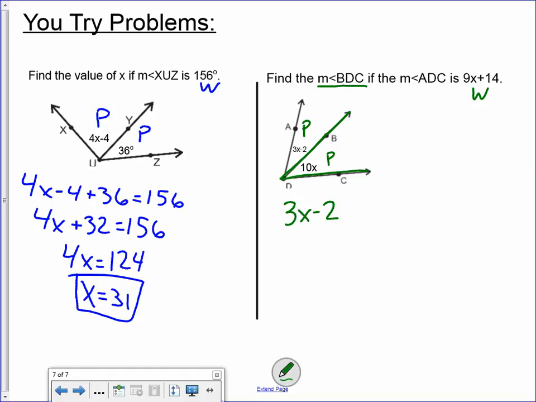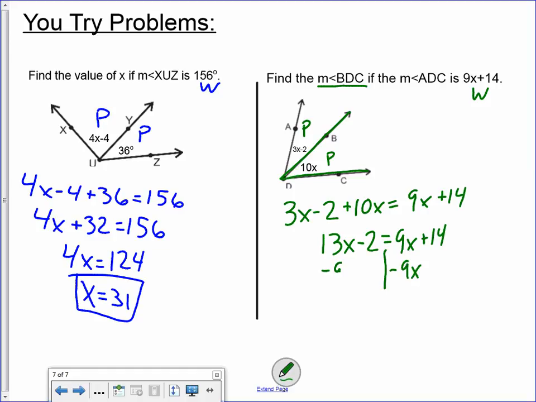Piece plus piece equals whole. Here should have been your equation. Let's combine like terms and solve. 3x plus 10x is 13x minus 2 equals the 9x plus 14. At this point, I've got variables on both sides, so I'm going to have to cancel one out and bring it over here with the other. These cancel. 13 minus 9 would leave you 4x minus 2 equals 14.